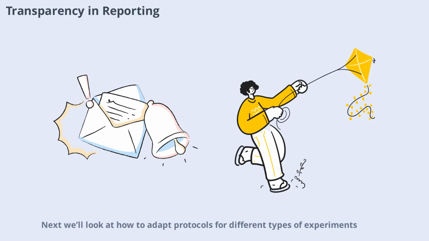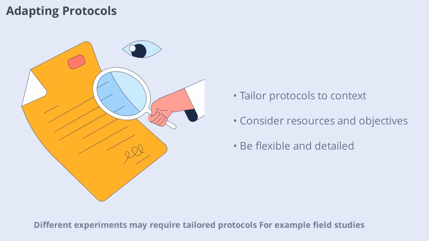Next, we'll look at how to adapt protocols for different types of experiment. Different experiments may require tailored protocols. For example, field studies, laboratory experiments, and clinical trials each have unique requirements. Adapting protocols involves considering the specific context, resources, and objectives of the study. Flexibility and attention to detail are key to successful adaptation.